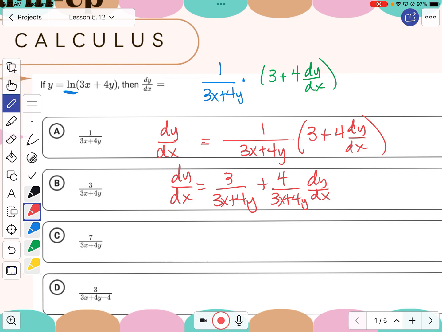Okay, so let's move some things around. Let's move that dy/dx term over. This is going to give me 3 over 3x plus 4y equals 1 minus 4 over 3x plus 4y. I don't know if I'm helping myself any here. And then I've got a dy/dx, so I just pulled a dy/dx out of both of those. We agree with that?